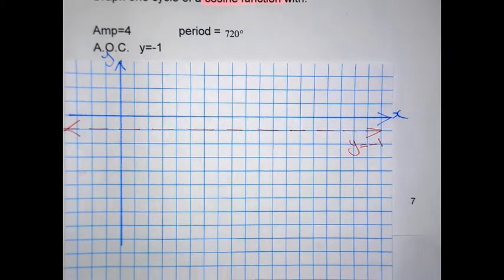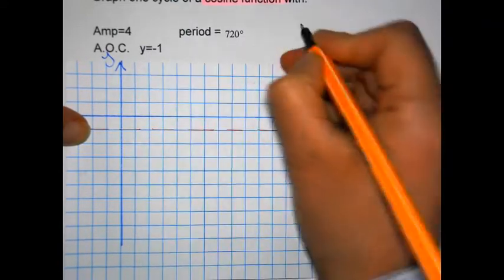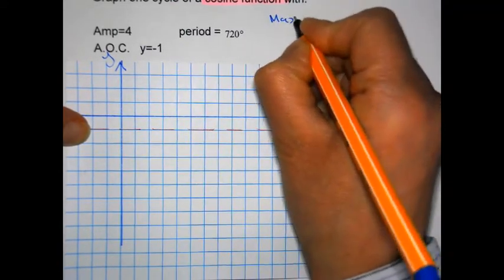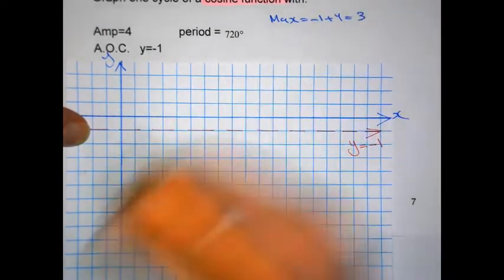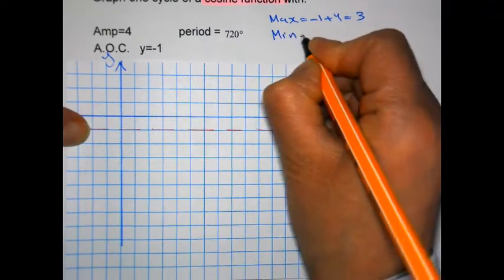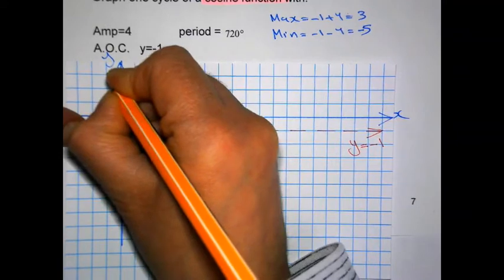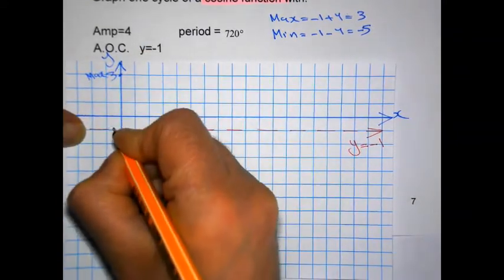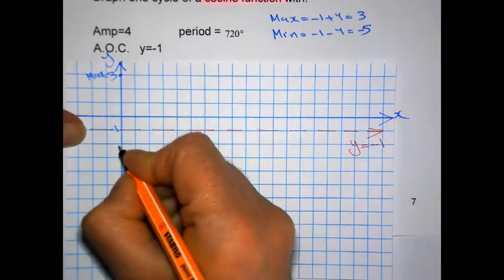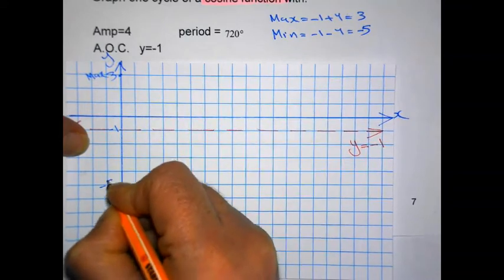Now, the amplitude is 4, so that means the maximum will be 4 above this and the minimum 4 below this. So your max will be -1 plus 4, which means all the way to 3, and the minimum will be -1 minus 4, which is -5. So this is going to be our max. And our min is going to be -2, -3, -4 here, -5.